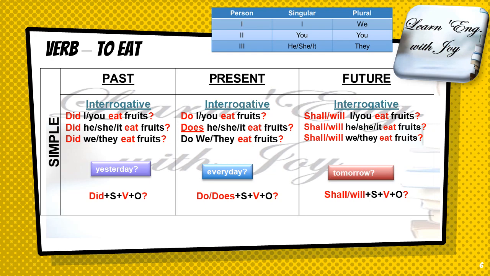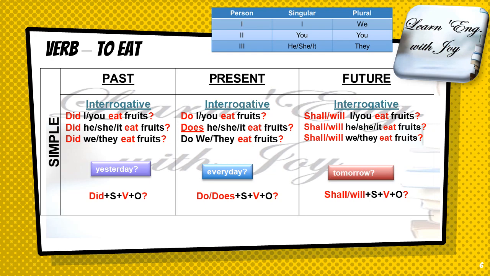Let's look at the past tense now. Let's conjugate the verb to eat in the past tense for interrogative sentences. Here it is the same for all, and it is the question word, which is did. Did I eat fruits? Did you eat fruits? Did he, she, it eat fruits yesterday? Did we eat fruits yesterday? Did they eat fruits yesterday? The syntax is did plus subject plus verb plus object.